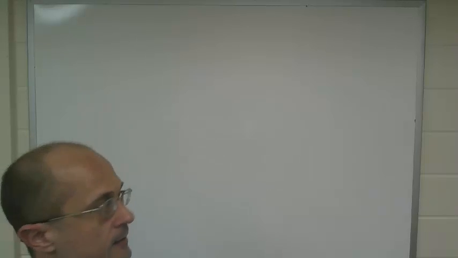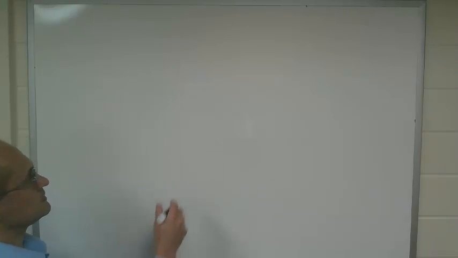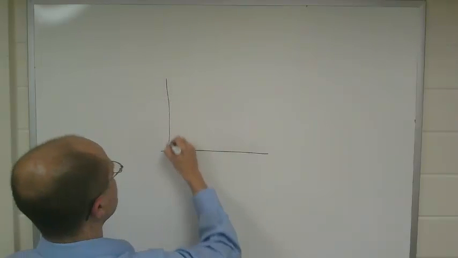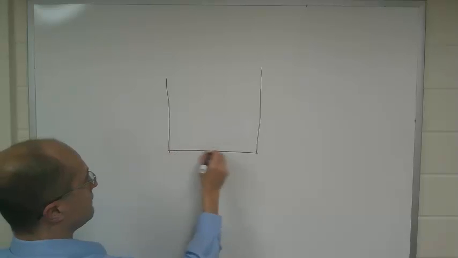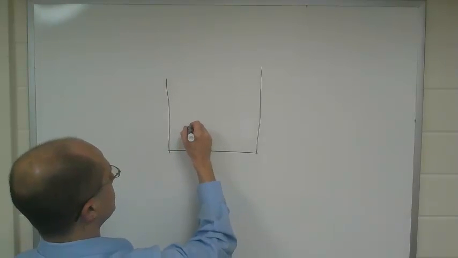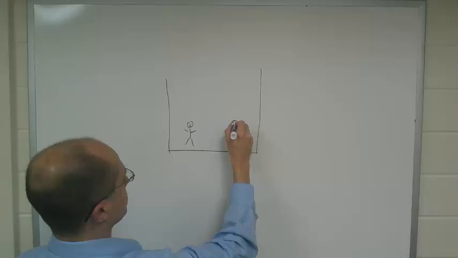All right, let's look at a static equilibrium problem. Let's assume that we have some guys on those scaffoldings that are hung over the thing so they can clean windows or paint or whatever they need to do.